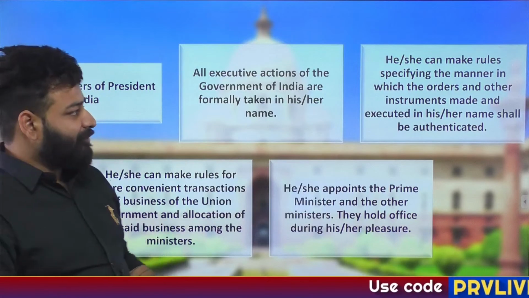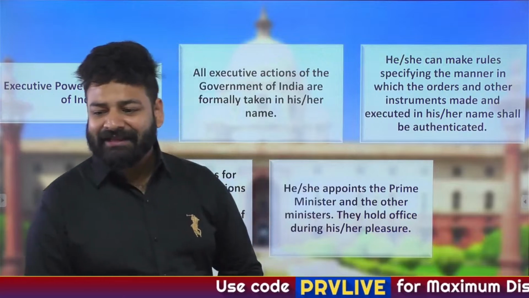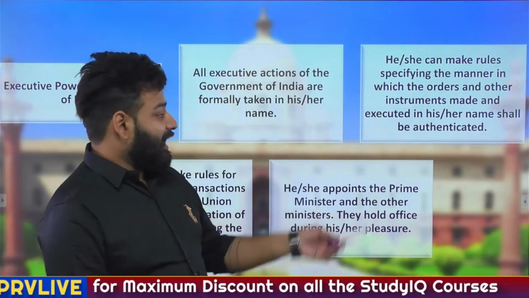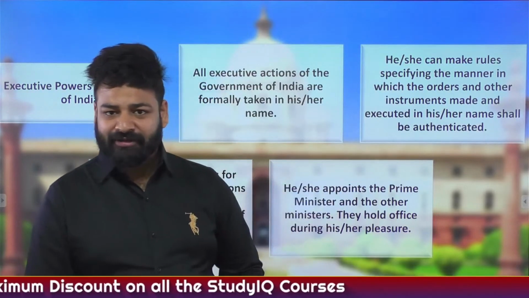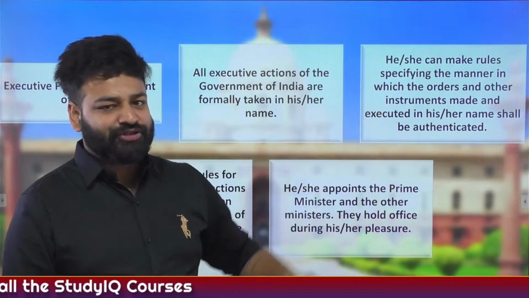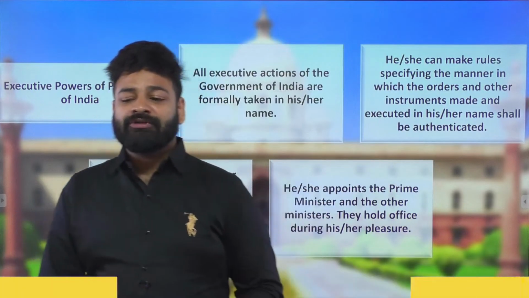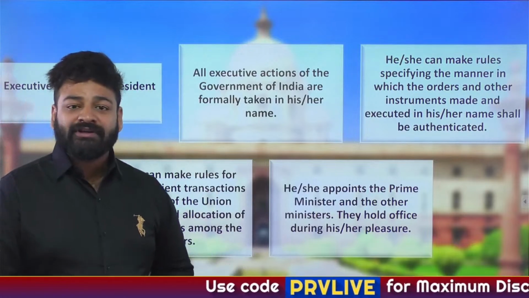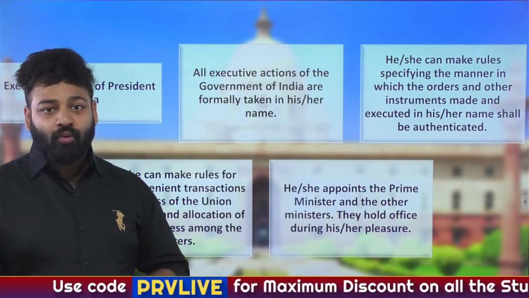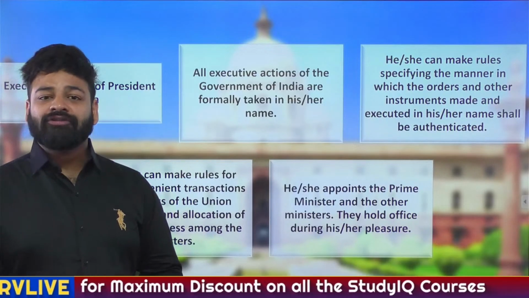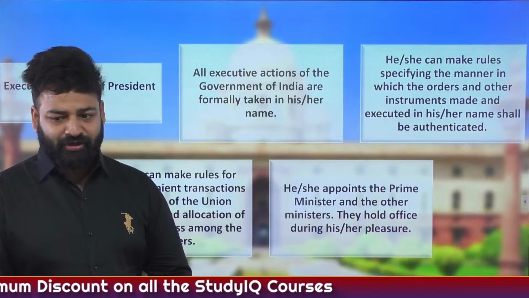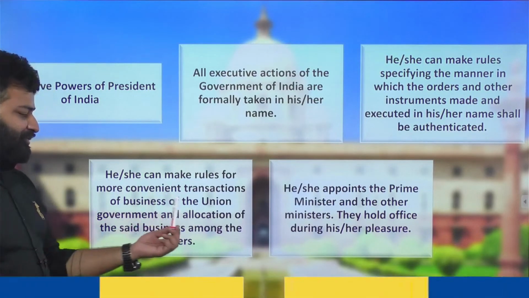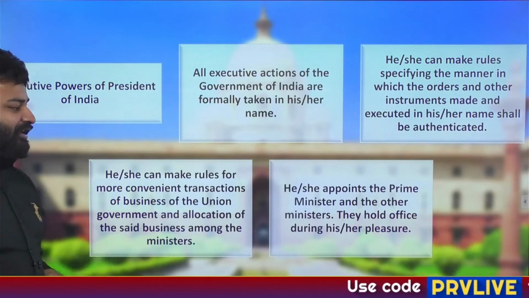Second thing, the President can make rules specifying the manner in which orders and other instruments shall be made and executed. So it is the President who can make rules. Rules for what? Rules for specification of the manner in which the business of the government shall be run. Then he or she can make rules for the more convenient transaction of the business of the Union, that is basically the central government.